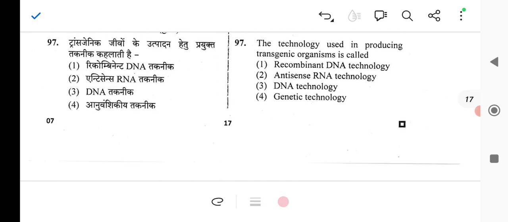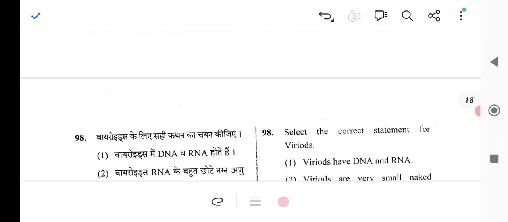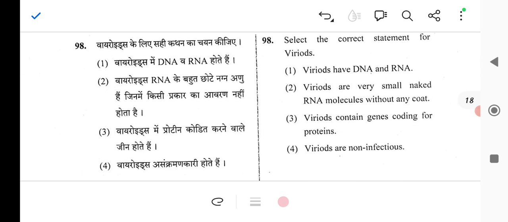Next is the technology used in producing transgenic organism. It is recombinant DNA technology. Next is select the correct statement for viroids. So the correct statement for viroids: viroids are small naked RNA molecules without any coat.